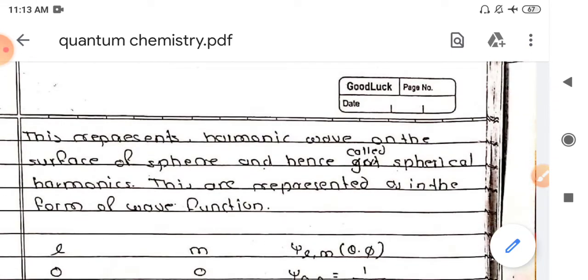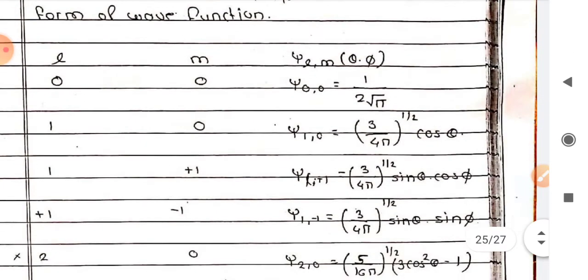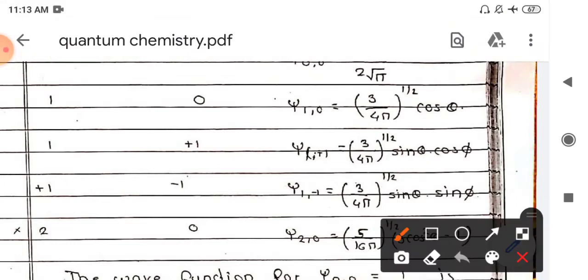So this represents the harmonic wave function on the surface of a sphere, and hence it is also called spherical harmonics. You may be asked what the spherical harmonics are. There we need to explain the r, theta, and phi equations. This is represented in the form of a wave function. Sometimes you might be asked about the spherical harmonics for, say, the 1s orbital or 2s orbital.